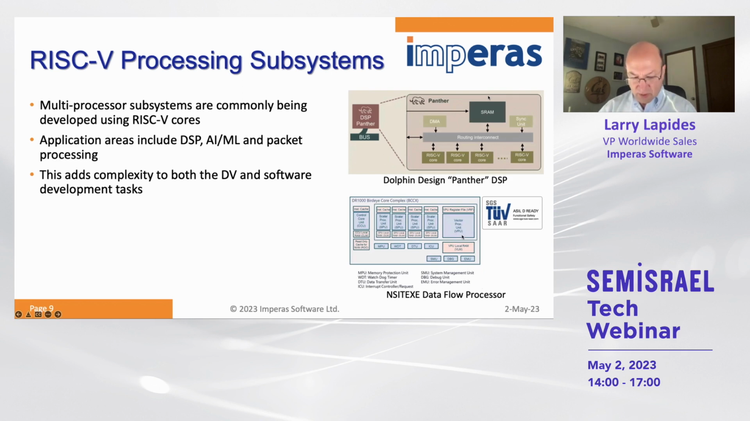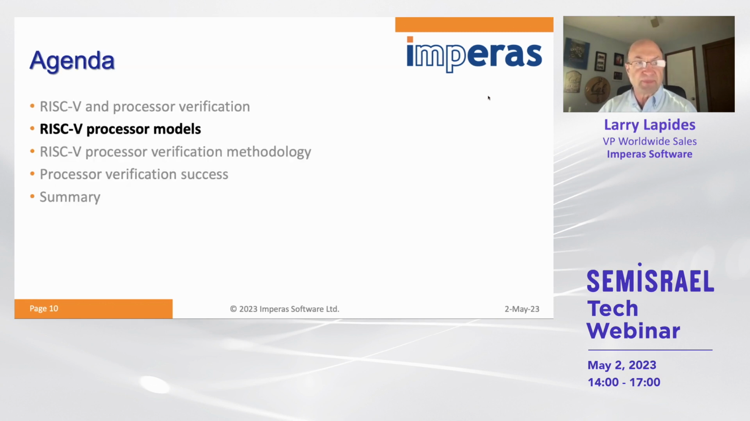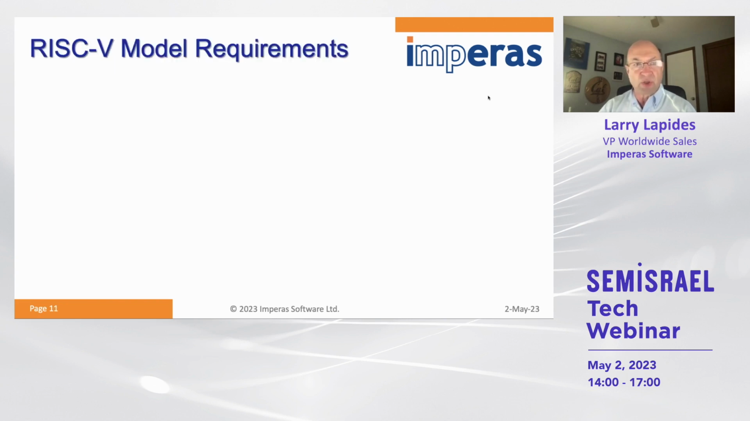And so what NSI Techs has done is taken advantage of this architecture flexibility with the RISC-V to do something innovative to get exactly the right optimal mix of processing power, small area, and low power consumption. So we have these interesting complexities in the individual processors as well as in these subsystems. So let's talk a bit about the processor models here and the model requirements.